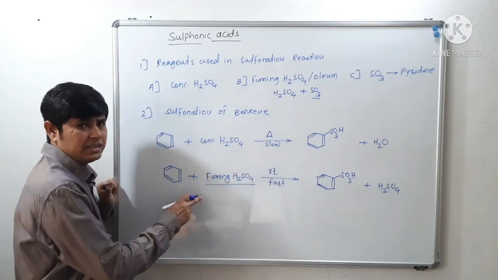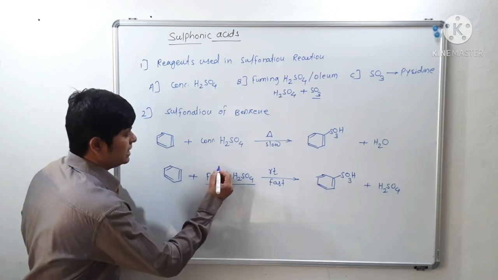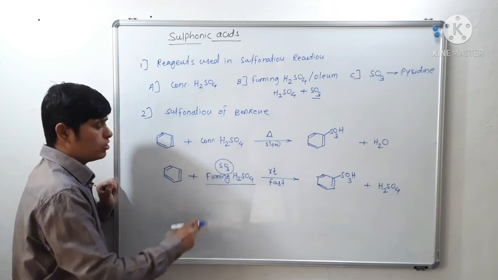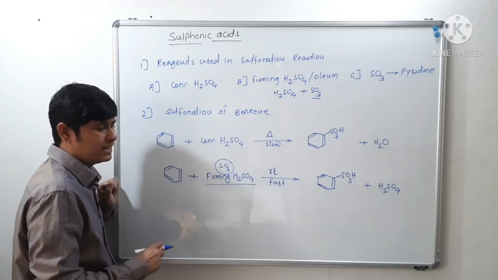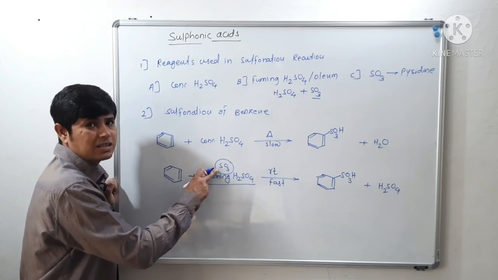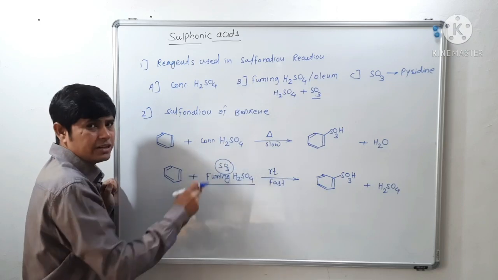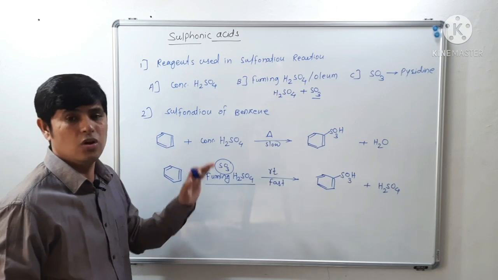This reaction takes place at a faster rate because more sulfur trioxide gas is dissolved in concentrated sulfuric acid to get fuming sulfuric acid. The concentration of sulfur trioxide is more in fuming sulfuric acid, while in concentrated sulfuric acid the concentration of sulfur trioxide gas is lower.